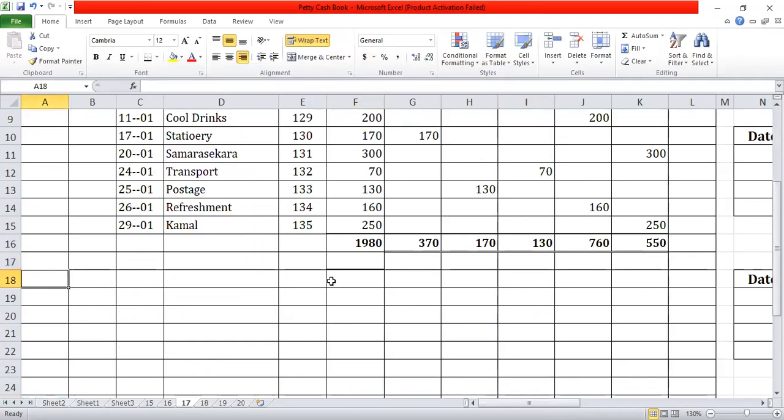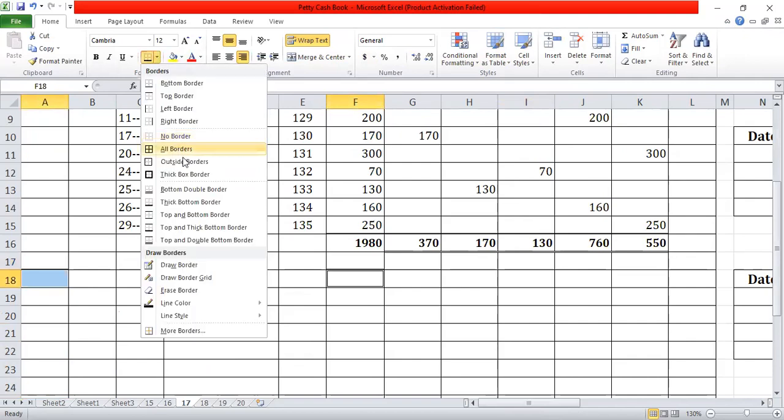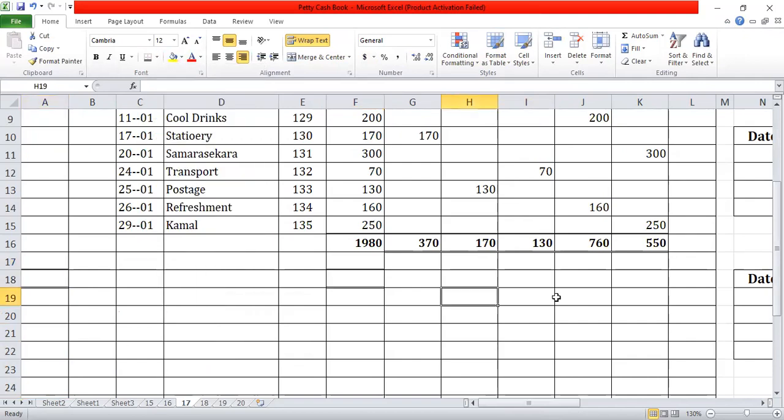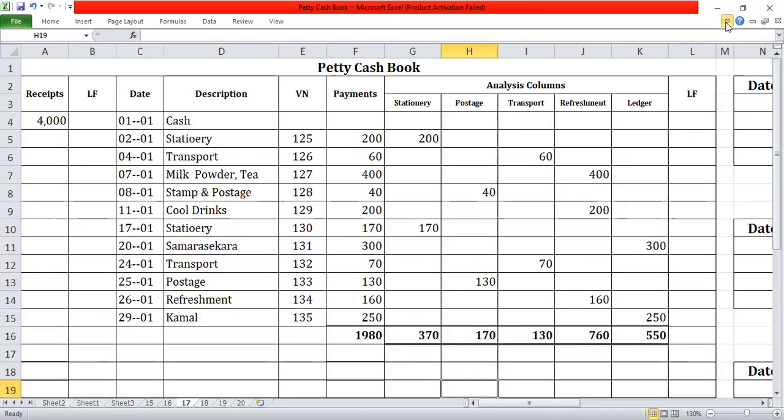So the first thing is I have to take the addition of the higher side. The debit side is 4,000, the credit side is 1,980. So the debit side exceeds the credit side. So I record 4,000 here. And after balancing this account, the other side also equals 4,000.